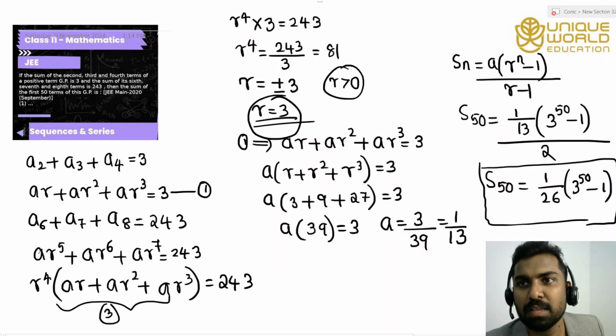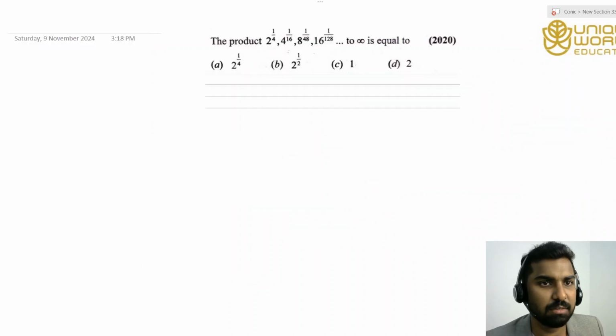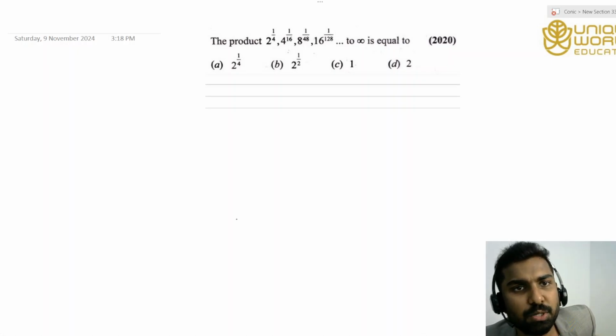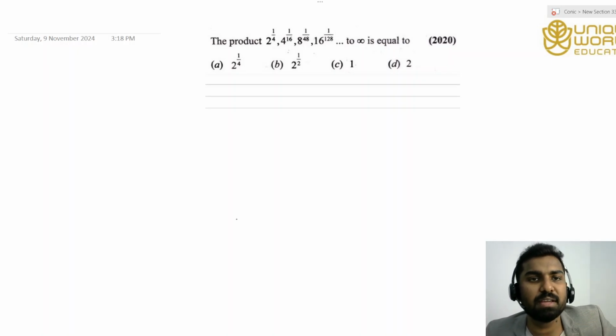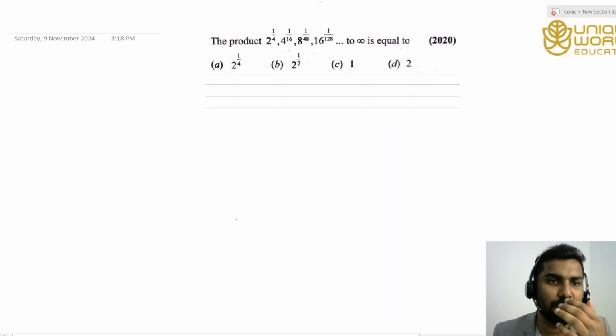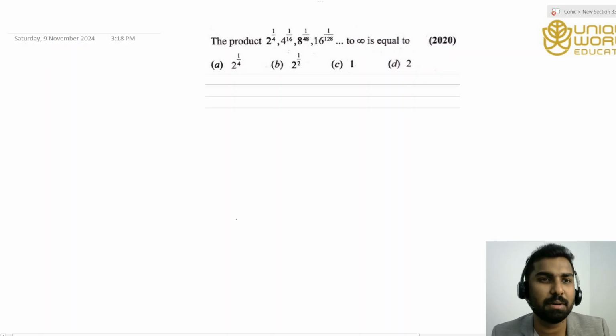All right. Okay. So the next question is, let me check what we are having. All right. The 2020 JEE Mains question. The product 2 to the power 1 by 4 into 4 to the power 1 by 16 into 8 to the power 1 by 48 into 16 to the power 1 by 128, etc., up to infinity. Due to exam pressure, you won't understand this question, but it's very simple.